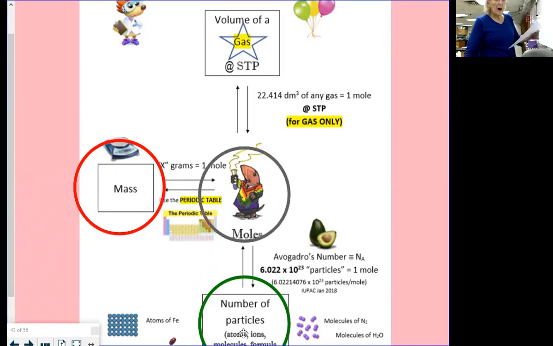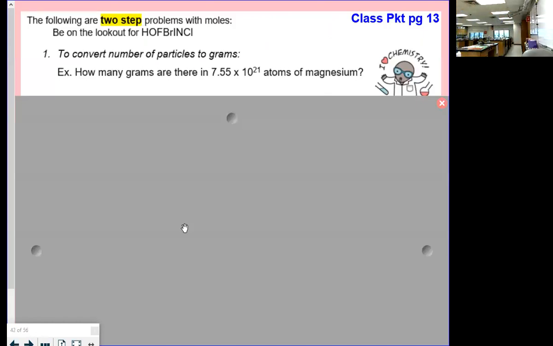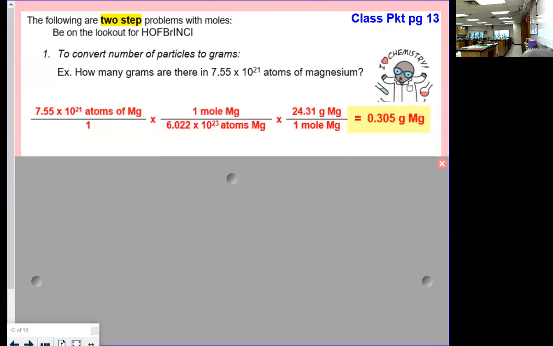So start at number of particles and go to mass. You have this equality to use as a conversion factor, and then when you get up here, you have this equality to use as a conversion factor. So you always start with what you're given. Write down 7.55 times 10 to the 21 atoms of magnesium. You might think that's a lot of atoms, but it's not very much mass.